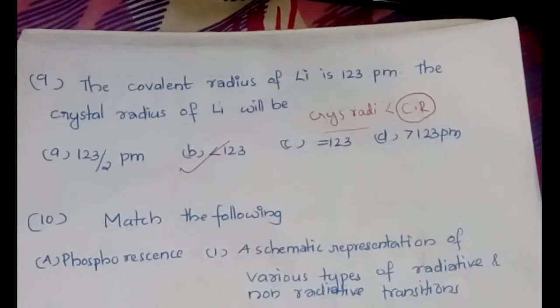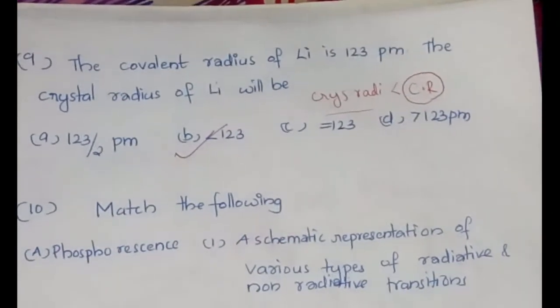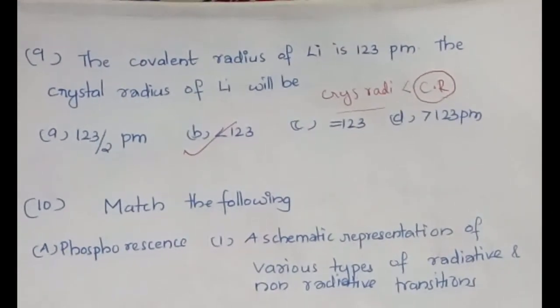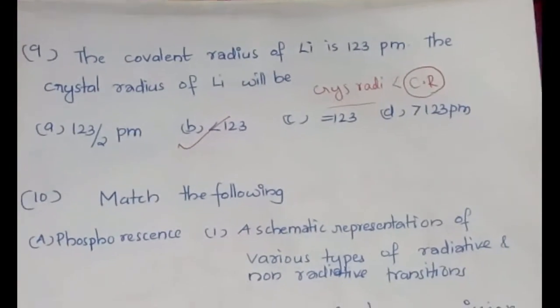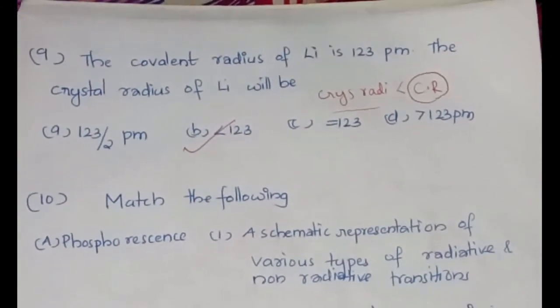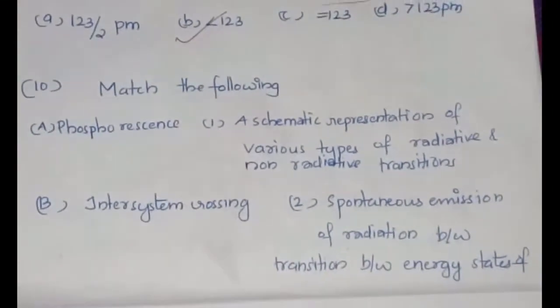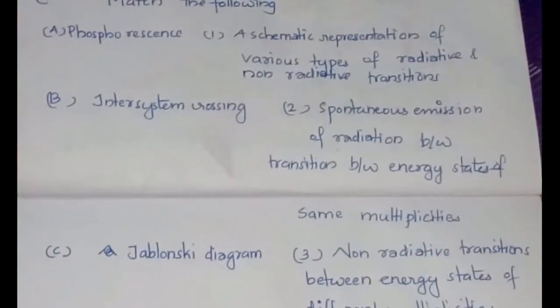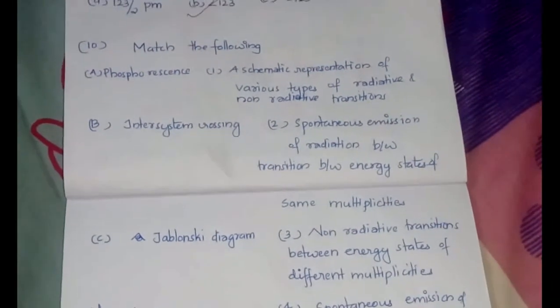Whenever questions from this part come, just remember that we have already seen a question like that. The crystal radius will always be less than the covalent radius. Now the final question is from one of the topics that I have recently taken, that is photochemistry. Here it is a match the following type of question, and I will just zoom out so that you can see all the options together.